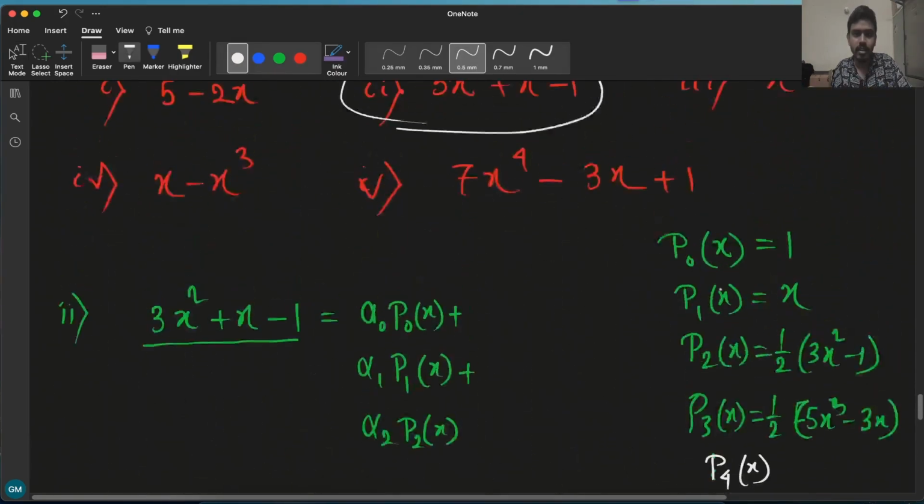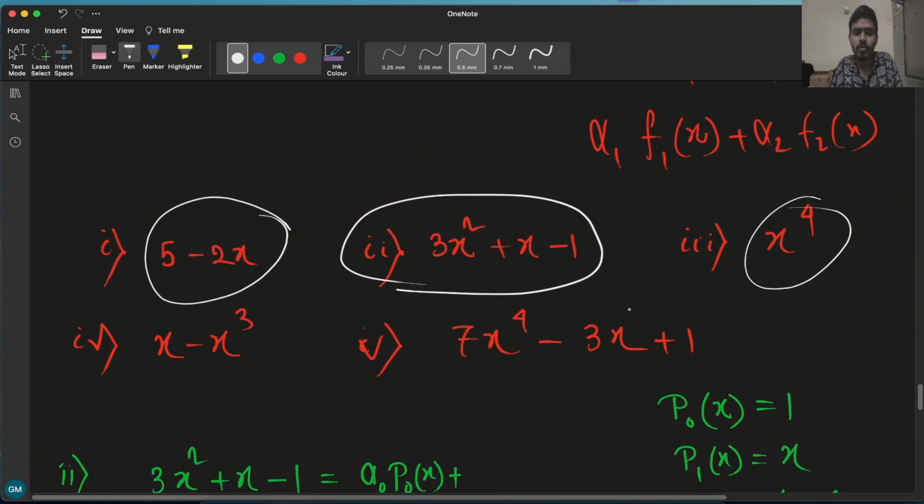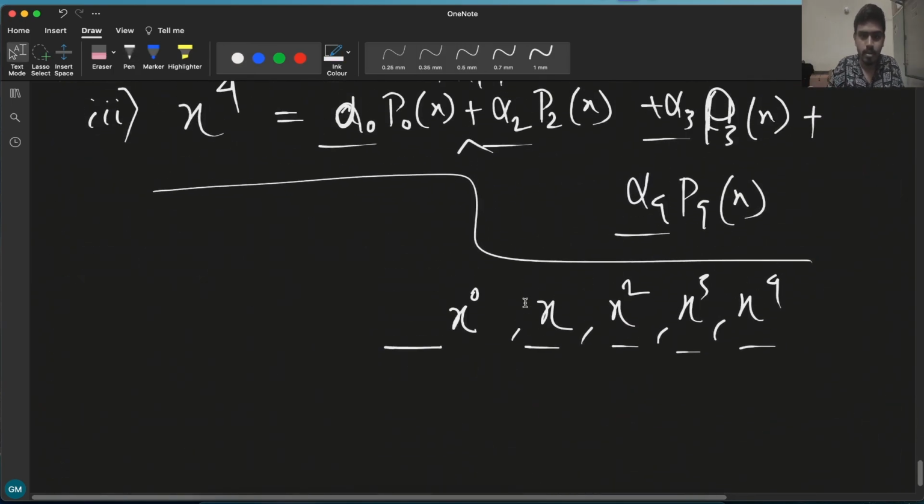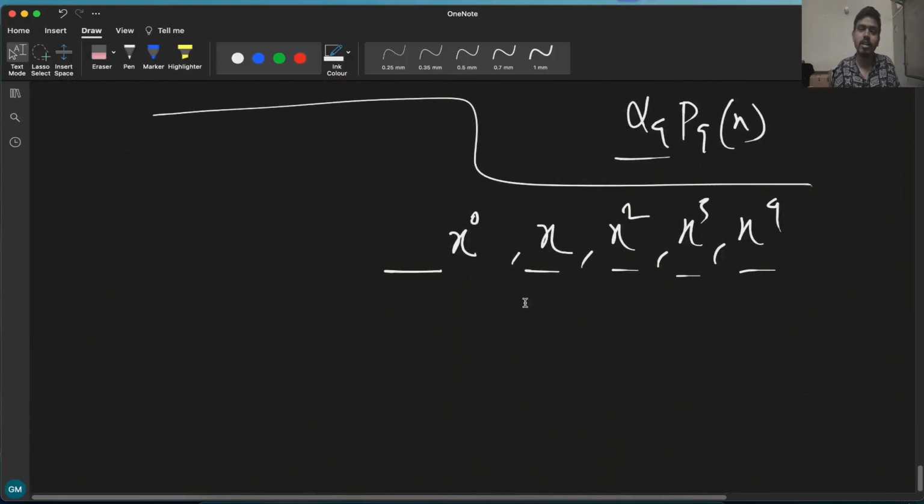So in this way you can write all these given functions as a linear combination of these Legendre polynomials. So do that, and in the next class I will talk about the orthogonality of these Legendre polynomials.